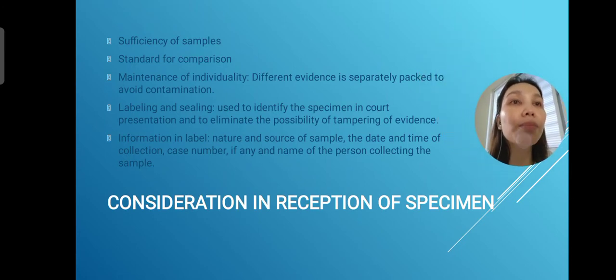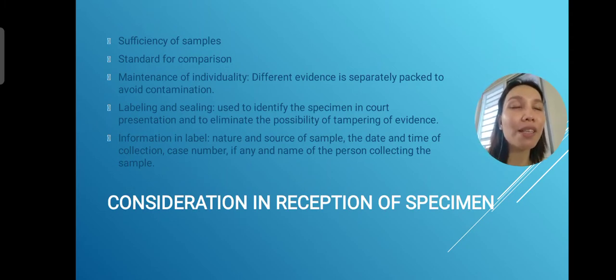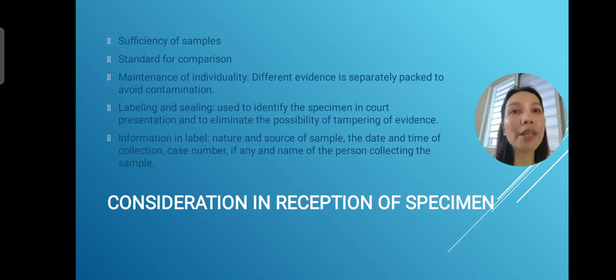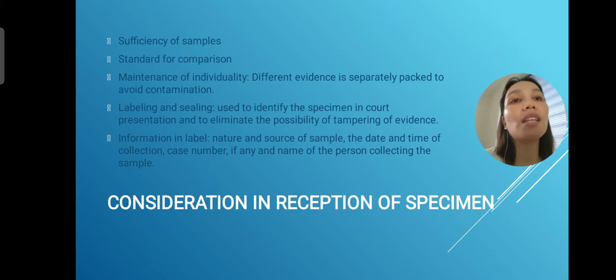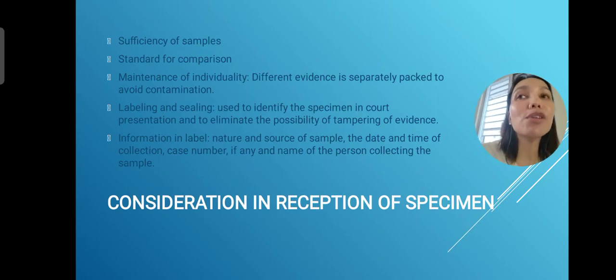So, different evidence is separately packed to avoid contamination. Then, the labels and seals which are used to identify the specimen in court presentation and to eliminate the possibility of the tampering of evidence. So, important din dyan yung chain of custody natin, kung saan makikita kung sino-sino yung nag-handle doon sa specimen. And then the information in the labels should contain the nature and source of sample, the date and time of collection, the case number if any, and the name of the person collecting the sample. Usually, ang nilalagay na lang is yung initials. Basta, always make sure na yung person na nag-collect ng sample will be able to identify the specimen, especially in court, with his initials.